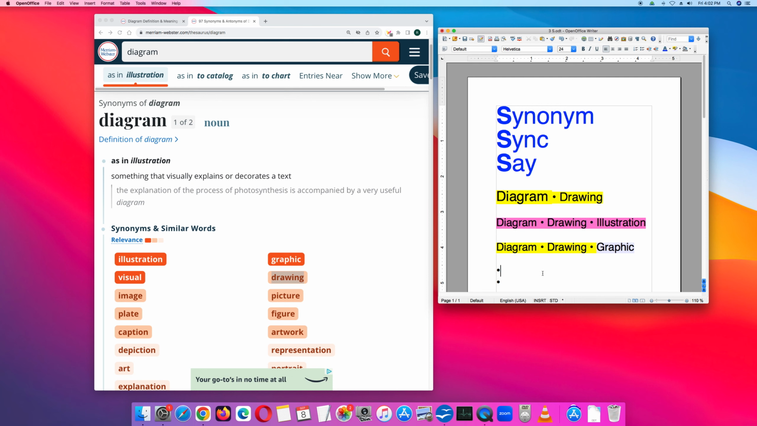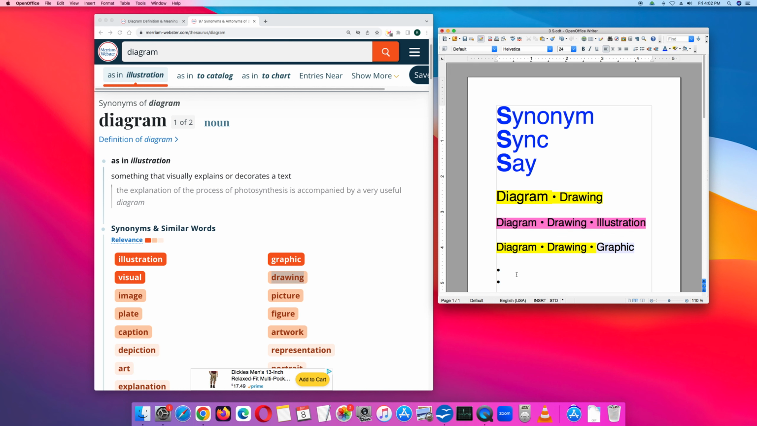So here we go. And make sure you know how to pronounce all the words. Diagram, drawing, graphic. Now another alternative is to just do groups of 2. Diagram, drawing. Diagram, illustration. Diagram, graphic. But again, the word that you're always keeping is diagram. So synonym, sync, and then say. And when you recite it, you want to do it in all incomplete words.